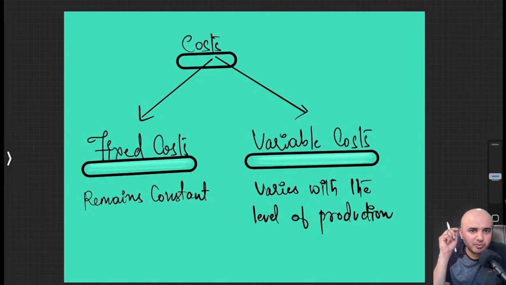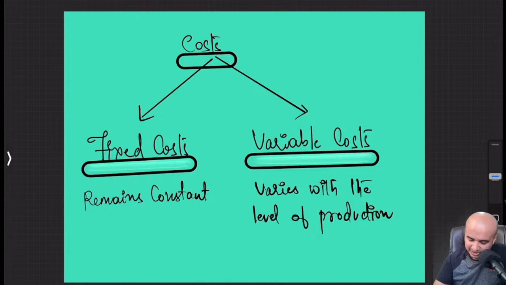Now again, in case of marginal costing, we have two different costs here. One is the fixed cost, the other is the variable cost. In variable cost, we'll have different types, which we'll see. For example, direct labor could be one variable cost, direct material could be another, and maybe variable overheads, other variable overheads. All these are variable costs which vary with the level of production.